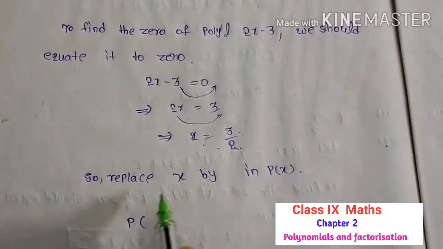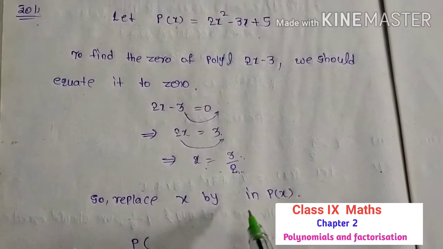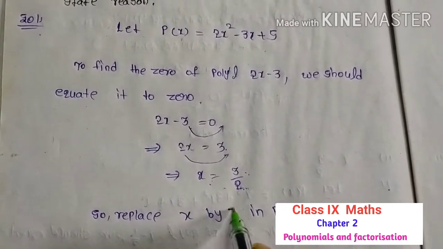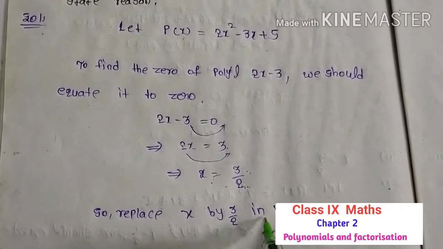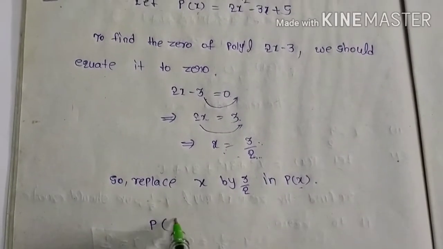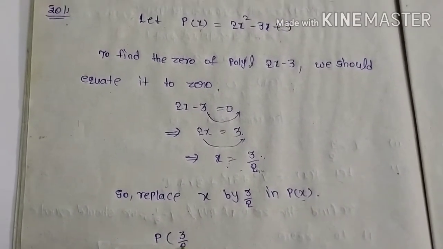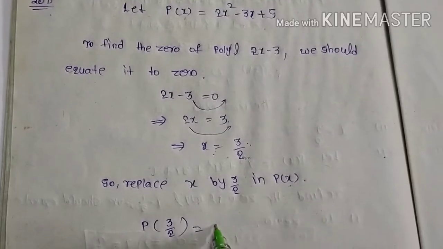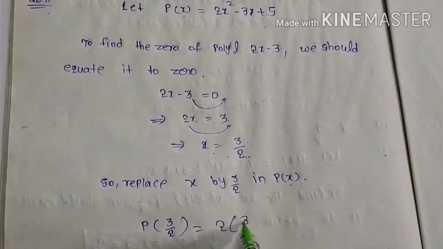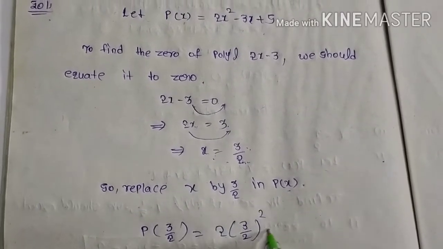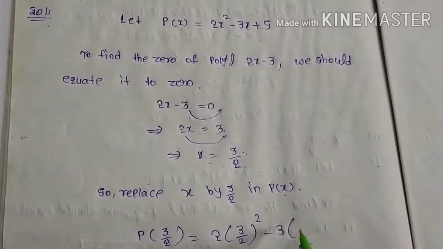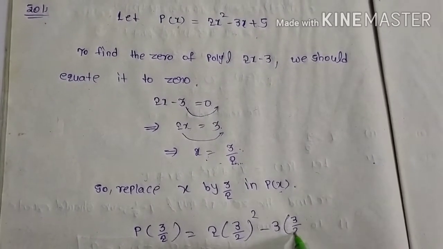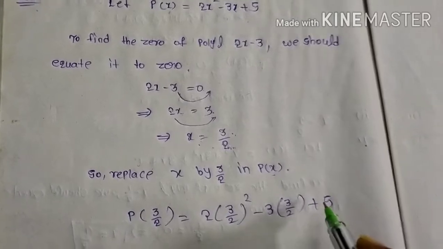So see here, replace x by which one? x by 3 by 2 in p of x. See here p of 3 by 2. P of 3 by 2 is equal to 2 into x square, means 2 into (3 by 2) whole square, minus 3 into x, that means 3 by 2, plus 5.